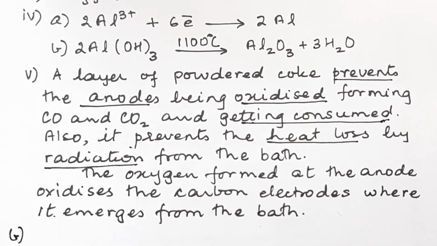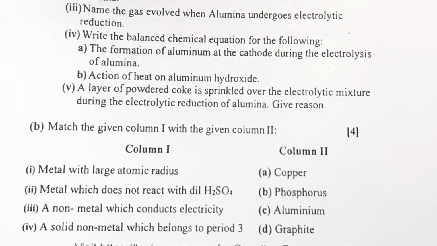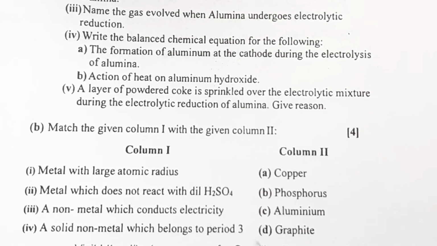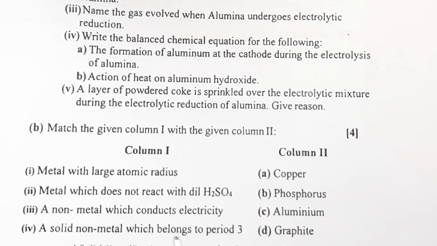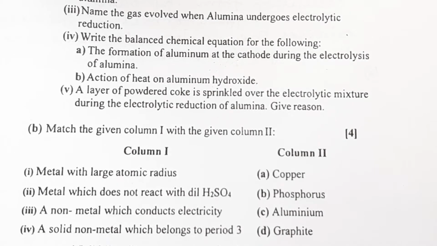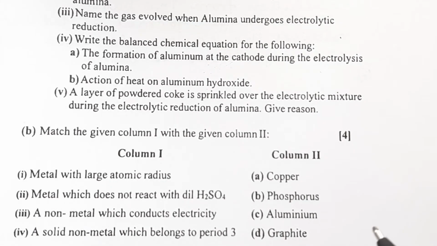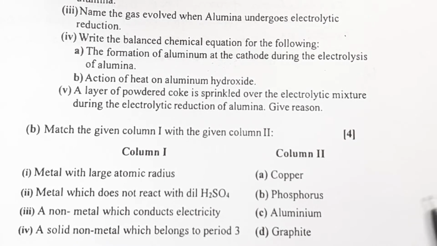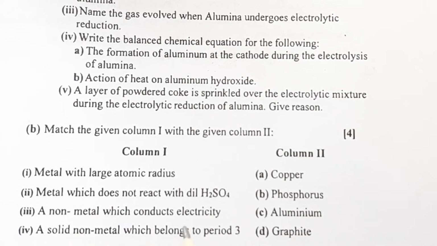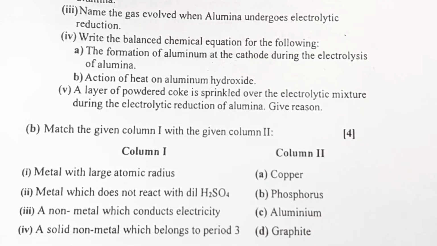Now we come to 6B. Let's read it. Question 6B is match the following. So we have column A to be matched with column B. Metal with large atomic radius. Which one will be large atomic radius? The one which will be at the left of the periodic table. So it has to be a metal. So it will be C. The metal that does not react with the dilute H2SO4 is going to be copper. Non-metal which conducts electricity is graphite, and a solid non-metal which belongs to period 3 will be phosphorus.